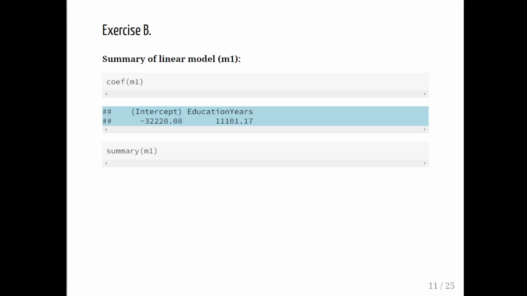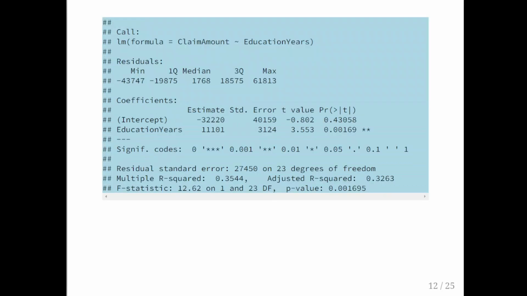And when we look at the summary of the model, summary of M1, which is on the next slide here, this is our output. Importantly, I'm looking at the second last line where it has multiple R squared 0.3544 and adjusted R squared 0.3263. That's not great. You notice though that EducationYears is significant, so there's something going on there, but this model is not great, really.